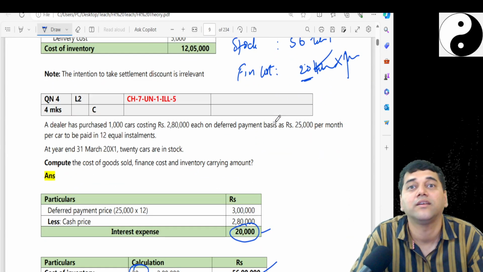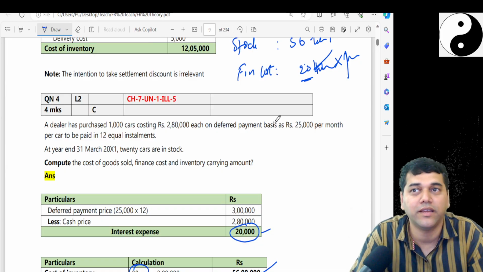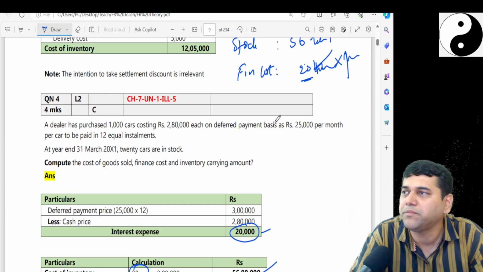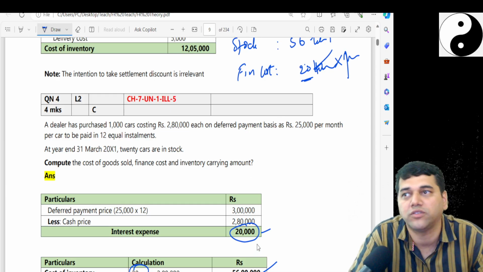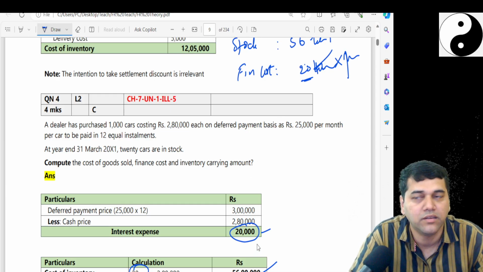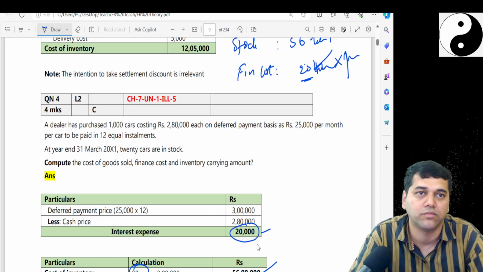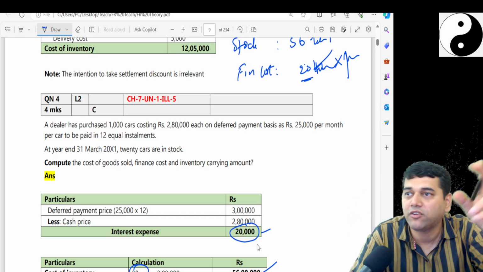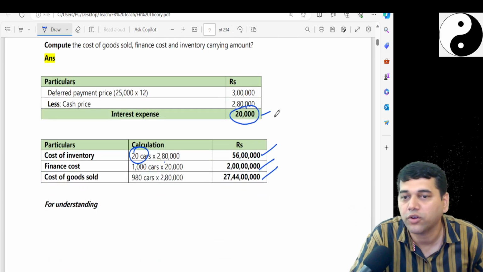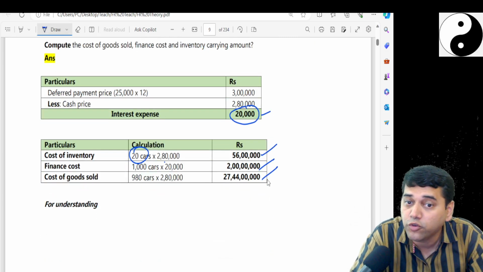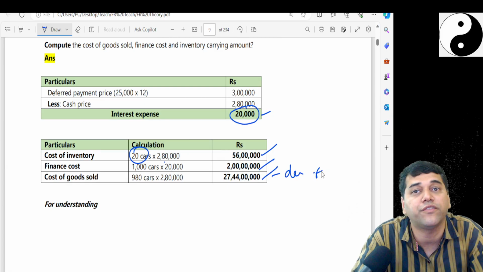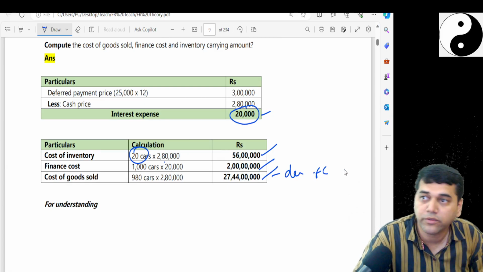Understood now? Any other number, any way of misunderstanding? See, it's simple. Did you load this finance cost on the inventory? You should not load. That's why it will go to the P&L account. If yes, it would have got added. So your COGS does not include your finance cost. Finance cost, you separately present it.